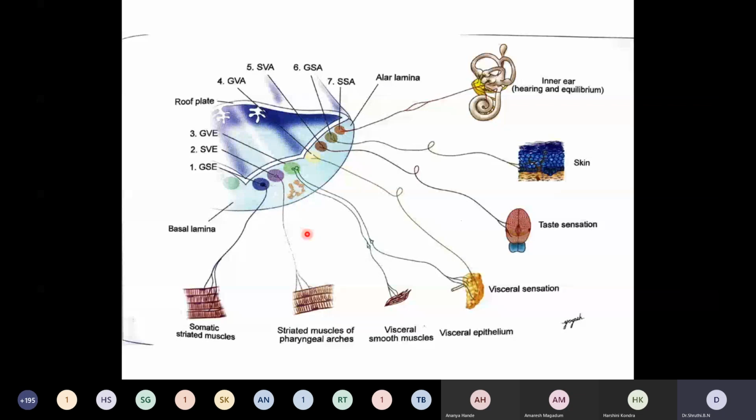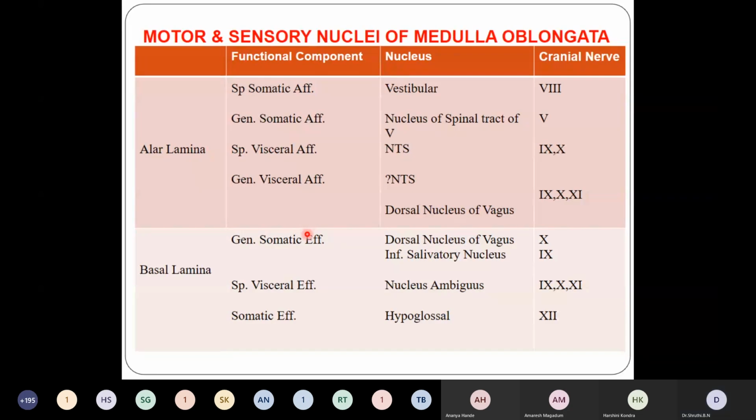Now after knowing that each has its own defined function, we have to learn where the nuclei are situated, from where they are arising. They should have their definite nuclei inside the brain, and we need to know which nucleus is located in which part of the brain stem and how its nerve is coming out.